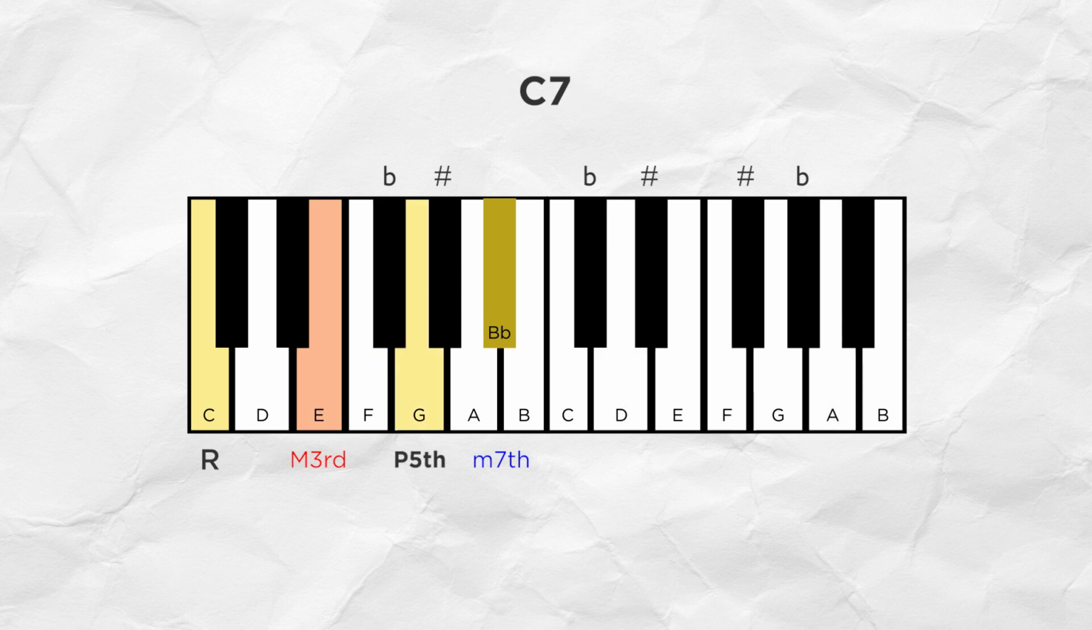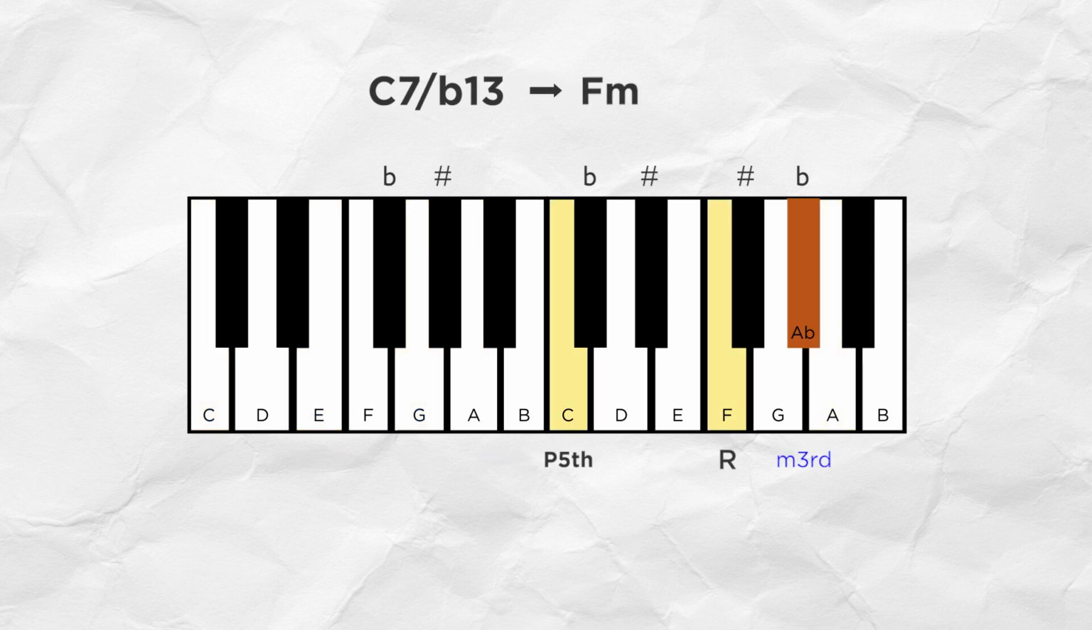Also, the major third is dissonant with the perfect 11th, so if you have both, either remove the third or raise the 11th. And the flat 13th works better if it resolves to a minor chord, because the flat 13th will then be the same note as the minor third of the following chord.